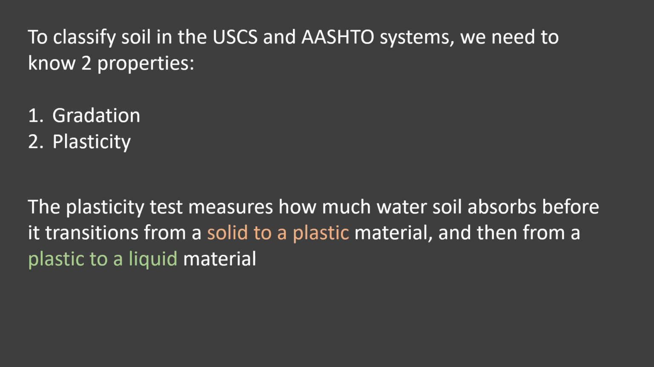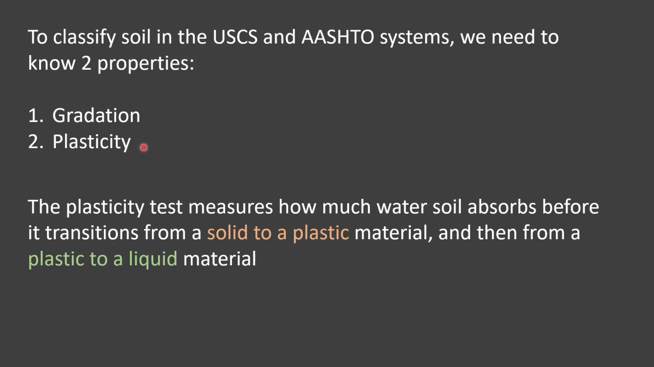So to classify soil in the USCS and the AASHTO systems, like we've been talking about throughout the semester here, we need to know two properties of the soil. Right? We need to know the gradation and its plasticity. And we know gradation now. We've done that in three different tests: through a wet sieve analysis, a mechanical or a dry sieve analysis, and then the hydrometer analysis on the fine soil.